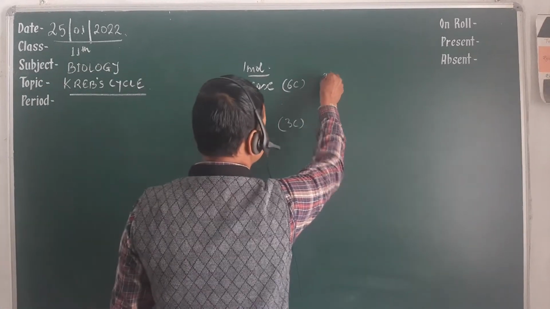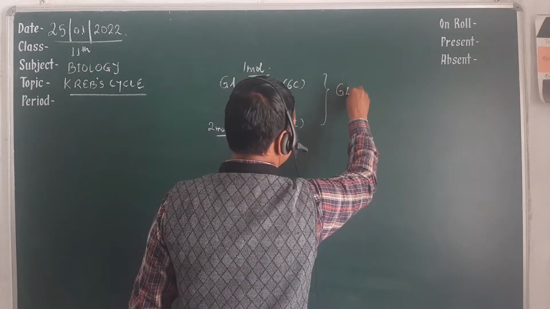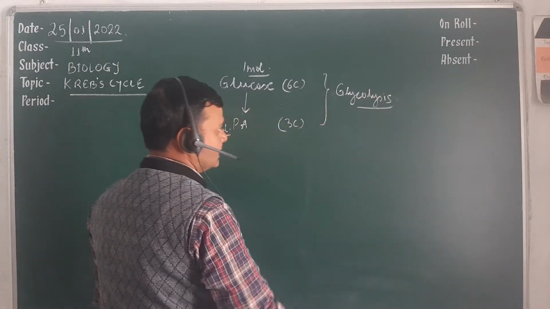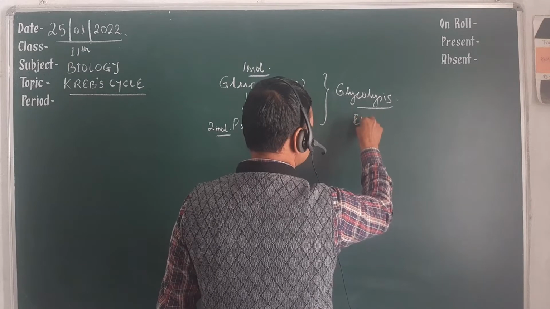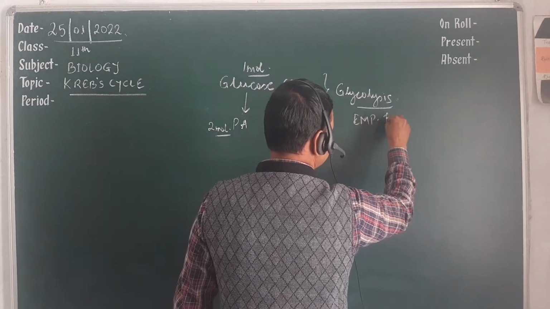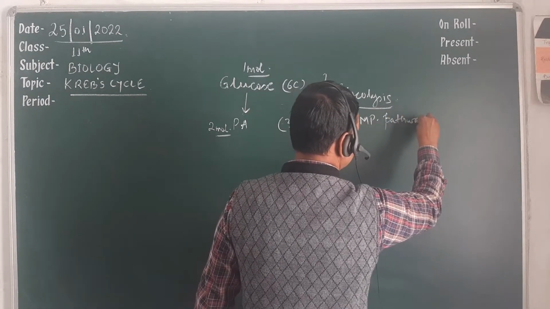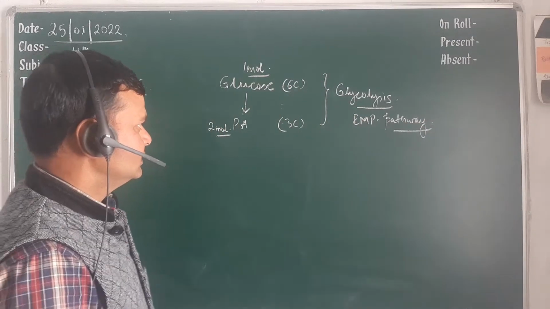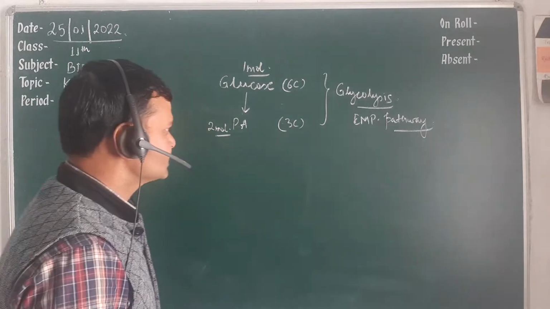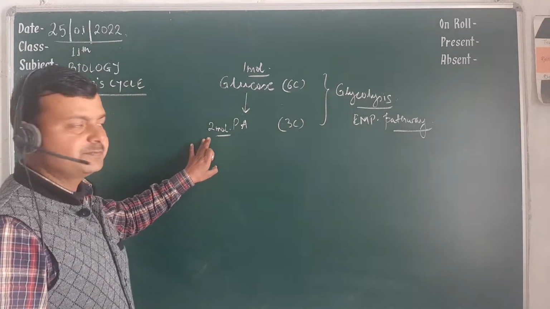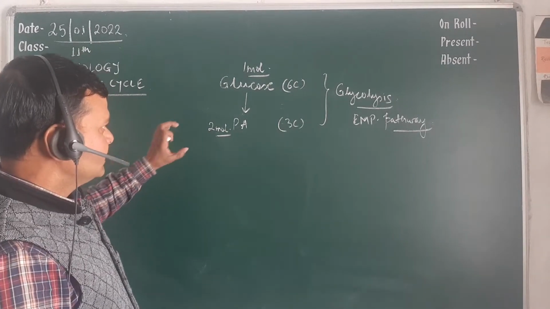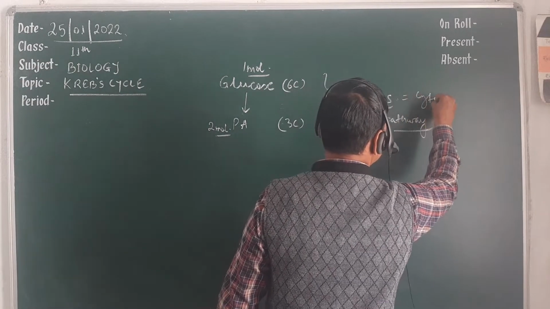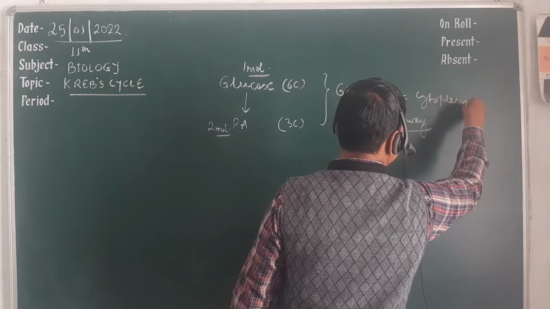This process is called glycolysis, and there is one more name. It is also called the EMP pathway. This we have seen earlier in the topic of glycolysis. The outcome is two molecules of pyruvic acid, and this is a cytoplasmic process. This process takes place in the cytoplasm of the cell.